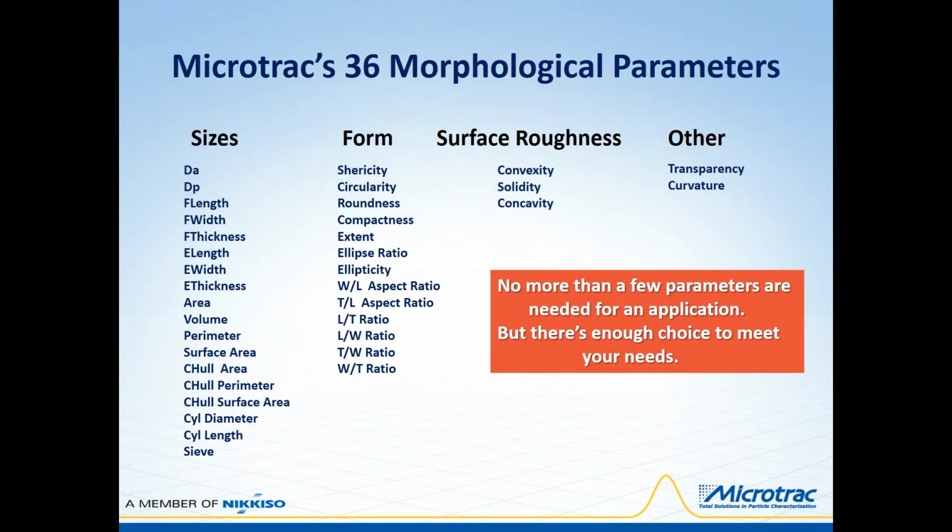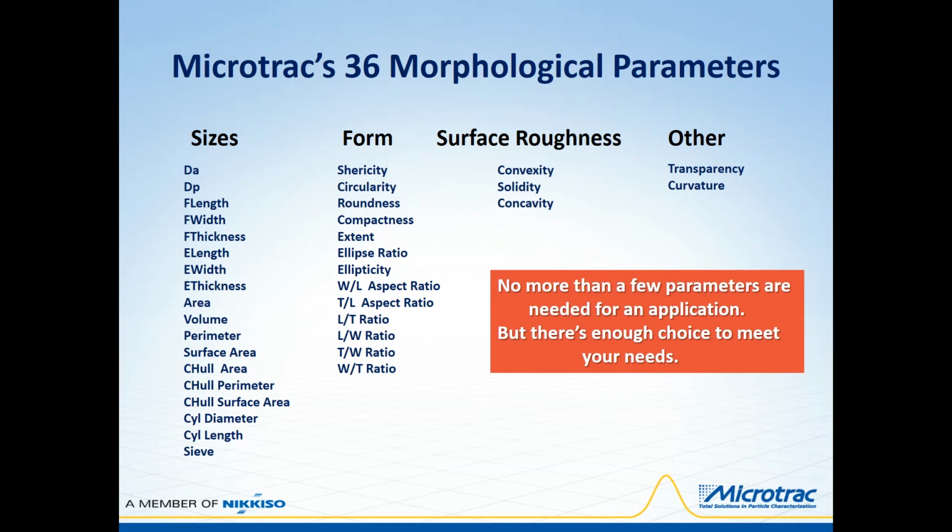This is the set of parameters Microtrac reports for its PartAn dynamic image analysis product line. Rather than go into each in any detail, I'll describe in 4 general terms what they measure. First, of course, is size. We give you 18 different size measurements of each particle in various diameters, lengths, widths, thicknesses, and more.